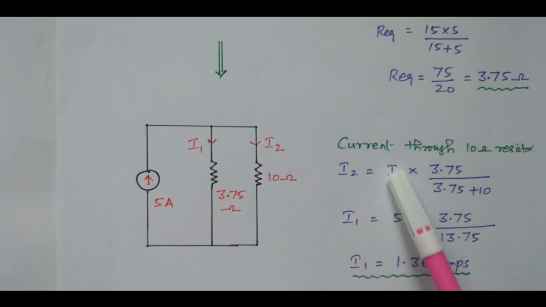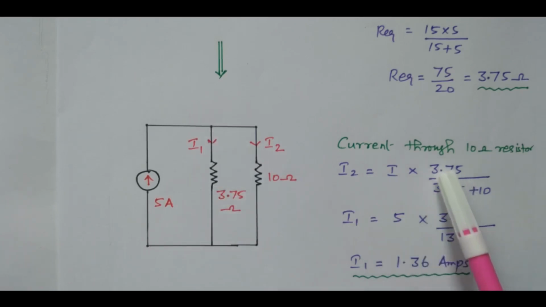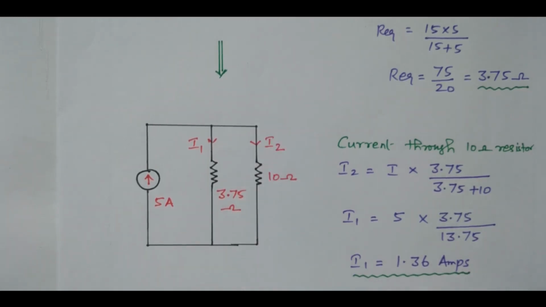That is equal to total current multiplied by the other branch resistor. We need the current through the 10 ohm resistor, meaning we need to multiply with the other branch resistor, 3.75, divided by total resistance, 3.75 plus 10. So I2 equals total current 5 into 3.75 divided by 13.75. That is equal to 1.36 ampere. So the current flowing through this 10 ohm resistor is 1.36 ampere.